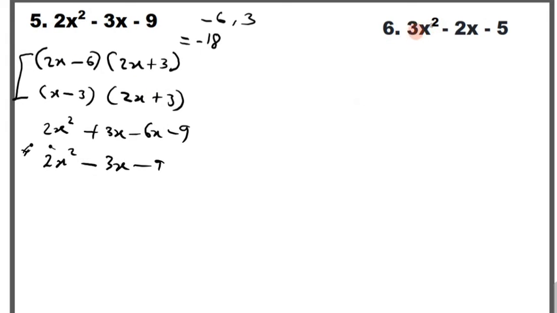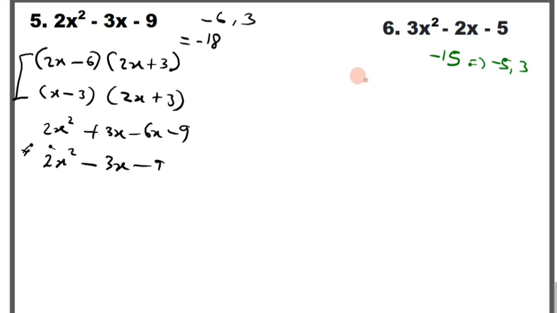So for question 6, we have 3x squared minus 2x minus 5. Again, we're going to multiply 3 times minus 5. That's going to give us minus 15. So we have to look for the 2 factors of this that's going to give us minus 2. Obviously, that's going to be minus 5 and 3. You need to be able to factor out this quickly. So minus 5 times 3 is going to give us minus 15, and minus 5 plus 3 is going to give us minus 2.